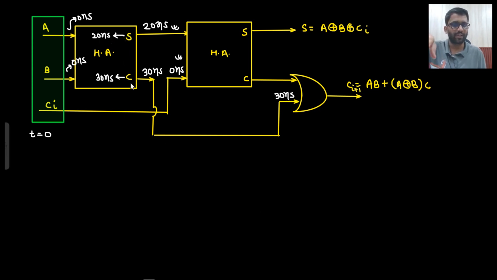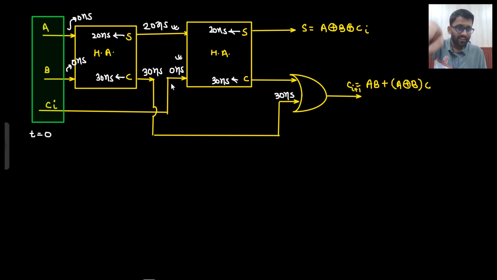So it will take 20 nanosecond time. It will take 30 nanosecond time. Now this has become stable at t equals to 0 nanosecond. But this became stable after t equals to 20 nanosecond. So this half adder has the capability of giving the output after 20 nanosecond. Say yes or no. Right? Now this sum will take 20 nanosecond and this carry will take 30 nanosecond.